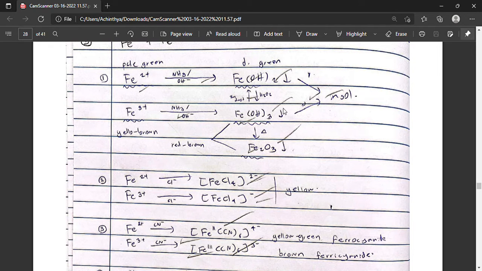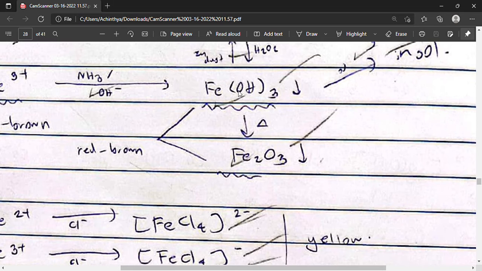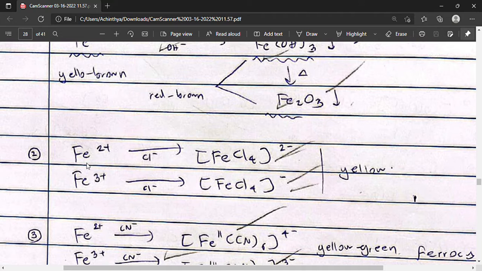Both hydroxides are insoluble upon further addition of both ammonium and hydroxide ions. If one were to heat ferric hydroxide, you will get ferric oxide, which is also a red-brown colored solid. Both ferric and ferrous ions react with excess chloride ion. They both react with excess hydrochloric acid to form their respective chlorocomplexes, like so, which are both yellow in color.